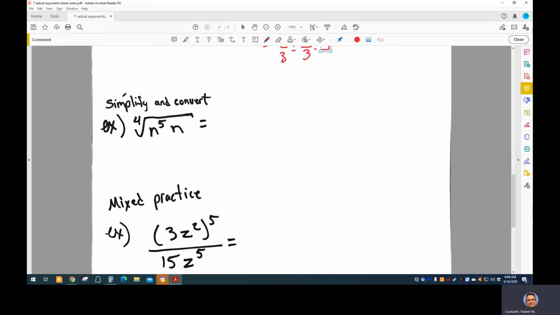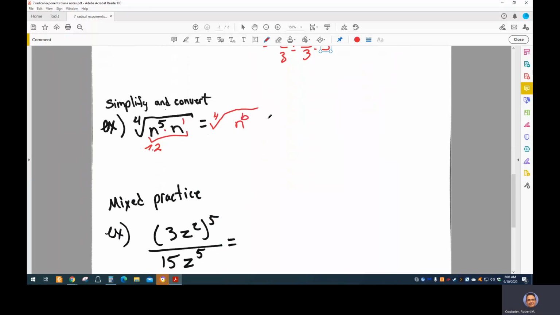Next, we're going to simplify and convert our answer. So we have to look at this. First off, let's look at what's going on in here. We have multiplication of two like variables. Remember, that's a power of 1. Our rule from 7.2 said we multiply bases that are the same, we add the exponents. So 5 plus 1 is 6.